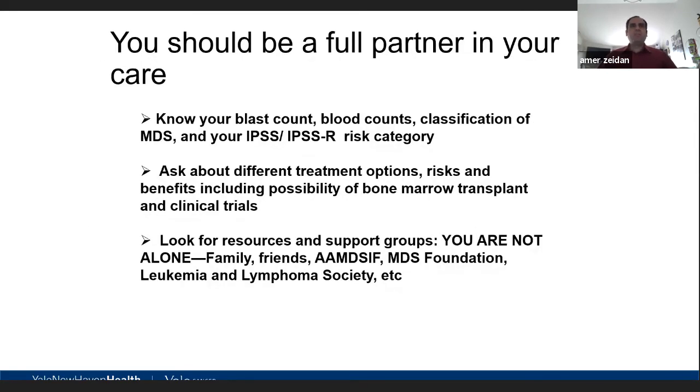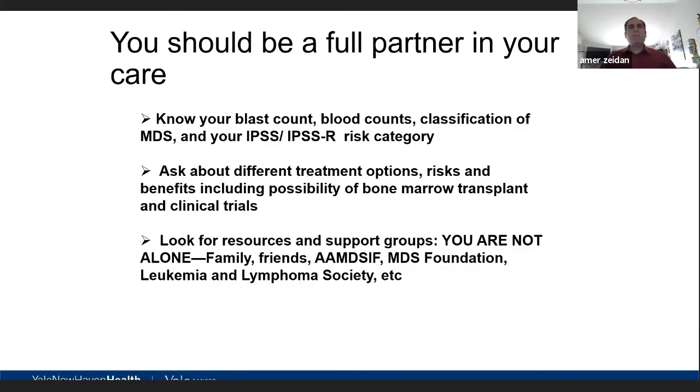So in conclusion, I think it's very important for patients and their families to understand the disease. They particularly need to make sure that MDS is the correct diagnosis, to know their blood counts, their blast counts, and their classification, as well as their IPSS or revised IPSS risk category, and whether they have lower or higher risk MDS, and to understand the available treatment options and the risks and benefits of different therapies and the role of bone marrow transplant.